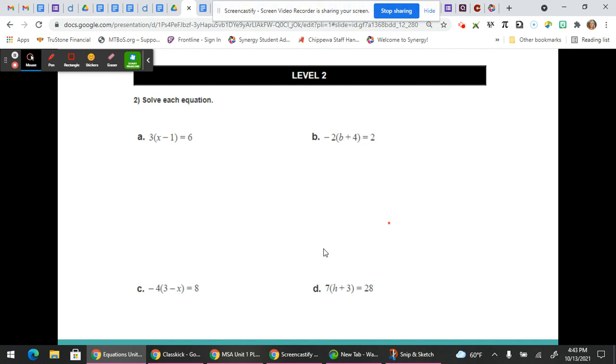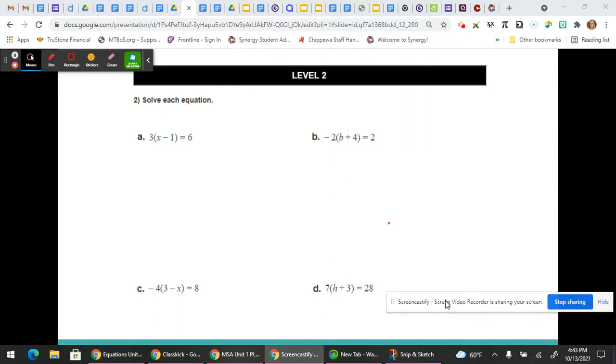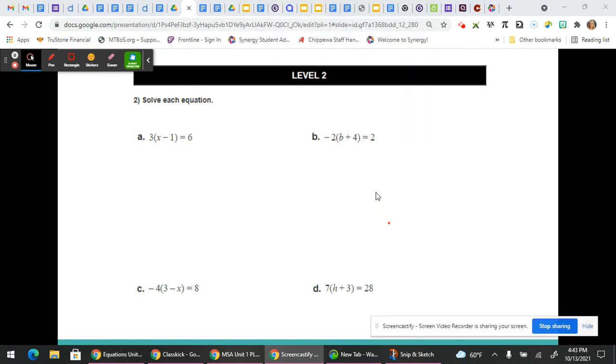I'm going to leave some hints on the student resource page. So remember to get to your student resource page, you go into Classroom and you can find those hints in there. If you get stuck, those will help you out.